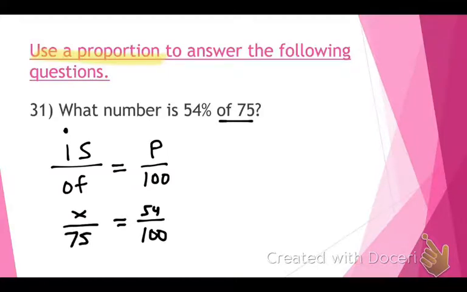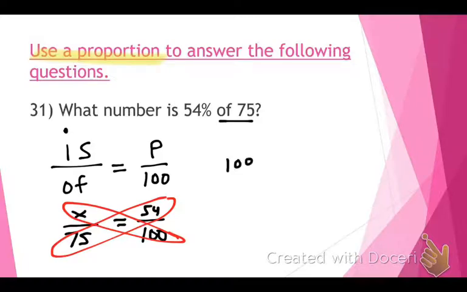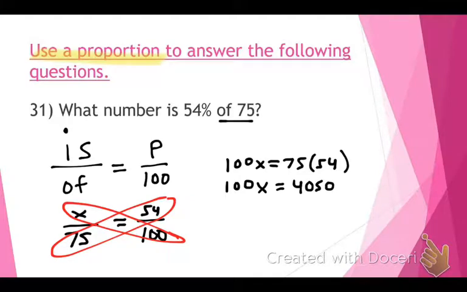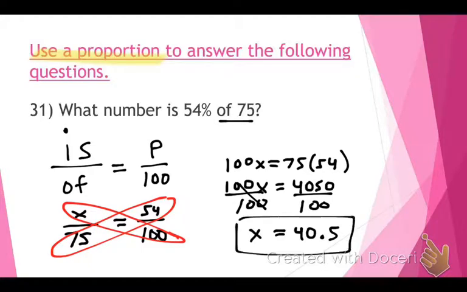Now how do I find my answer? You're going to do your cross products, okay? So multiply these two by these two. So I've got now 100x equals 75 times 54. What is 75 times 54? 4,050. How do I get that x by itself? Divide by 100 on both sides. When you do that, what do you get? 40.5. So here's what it says. What number is 54% of 75? Is that a number?